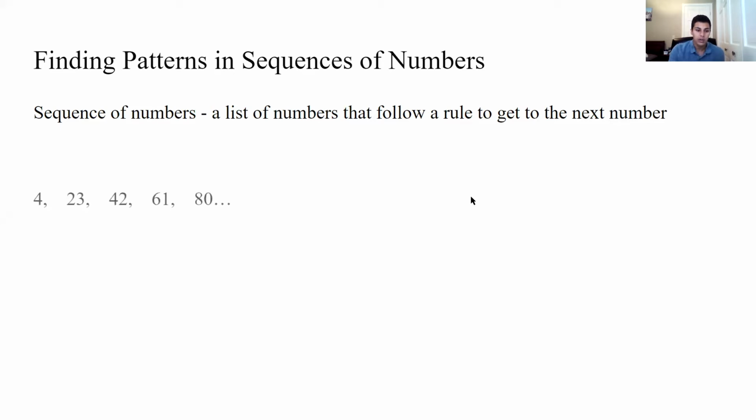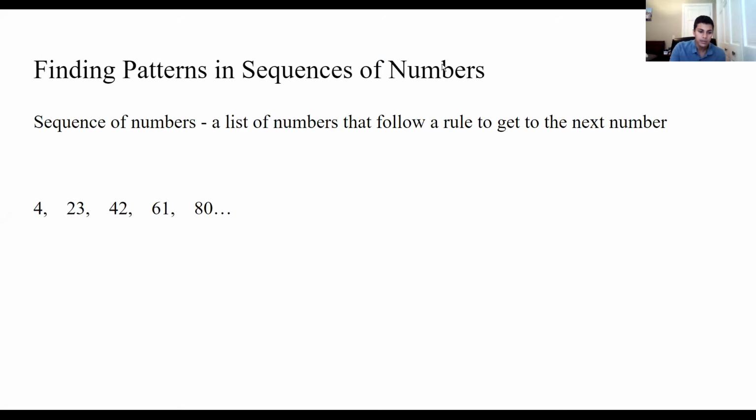So here's an example of a sequence of numbers. It goes 4, 23, 42, 61, and then 80. And you've probably seen these before. They have a certain pattern to them, essentially. Basically, you start at one number, and then given a certain pattern, you get to the next number, and the next number, and the next number. And that always follows the same rule as before.